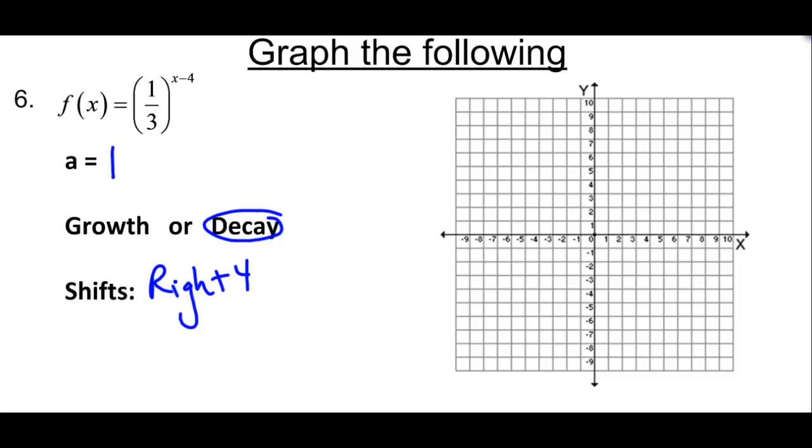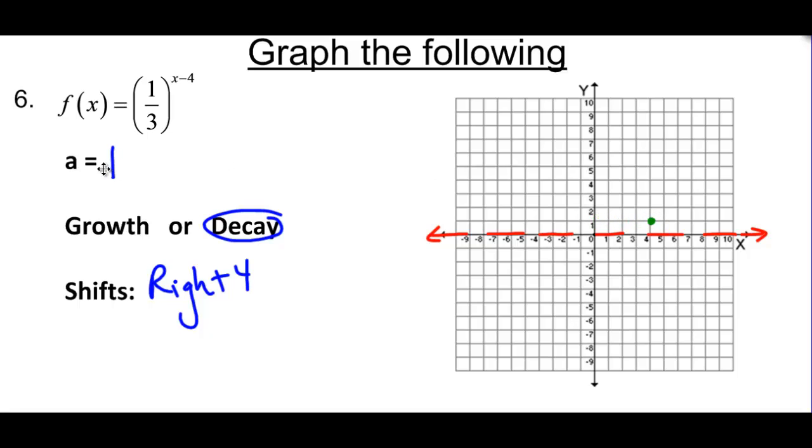Okay, so again, I'm going to draw my asymptote. Because it's just a shift left or right, I know my line is going to stay right here at the x-axis. Okay, I'm going to start at 1, so I'm going to put a point at 1, but I know this point is going to now shift right 1, 2, 3, 4.